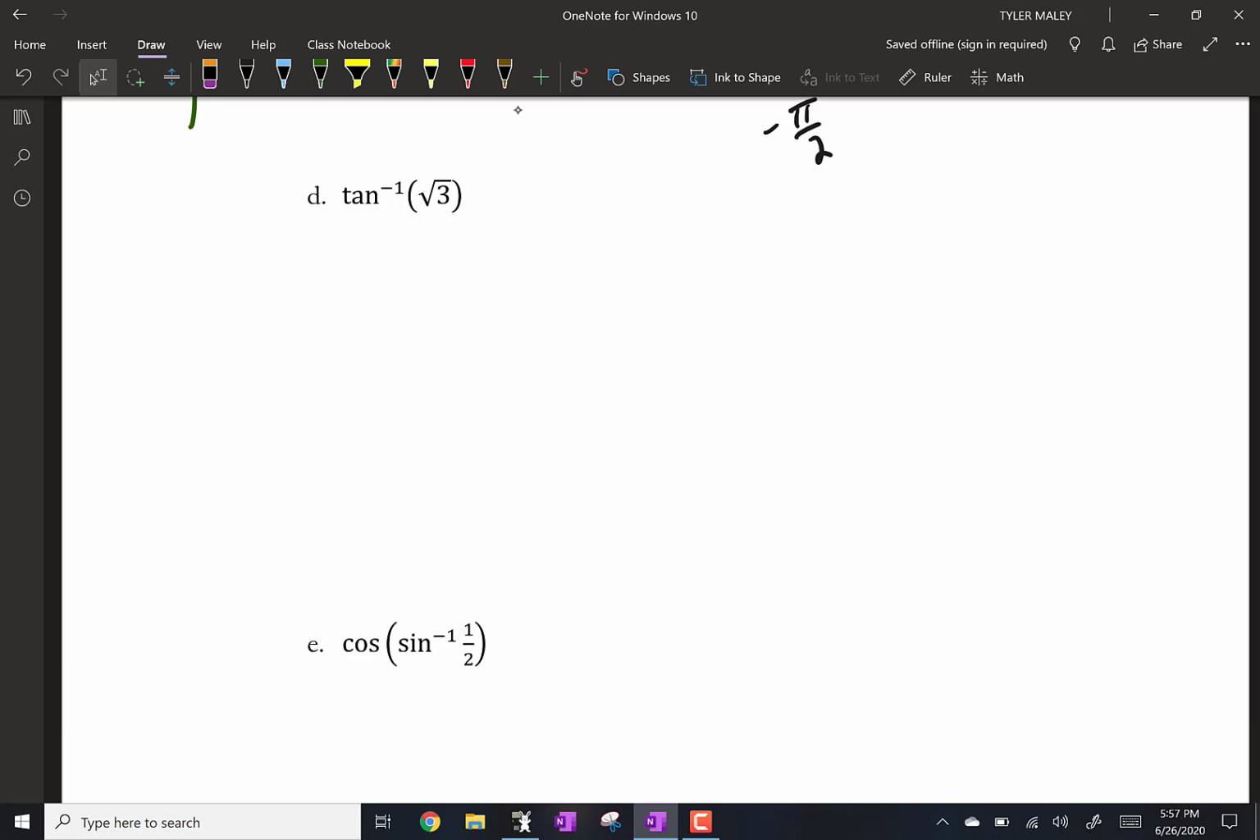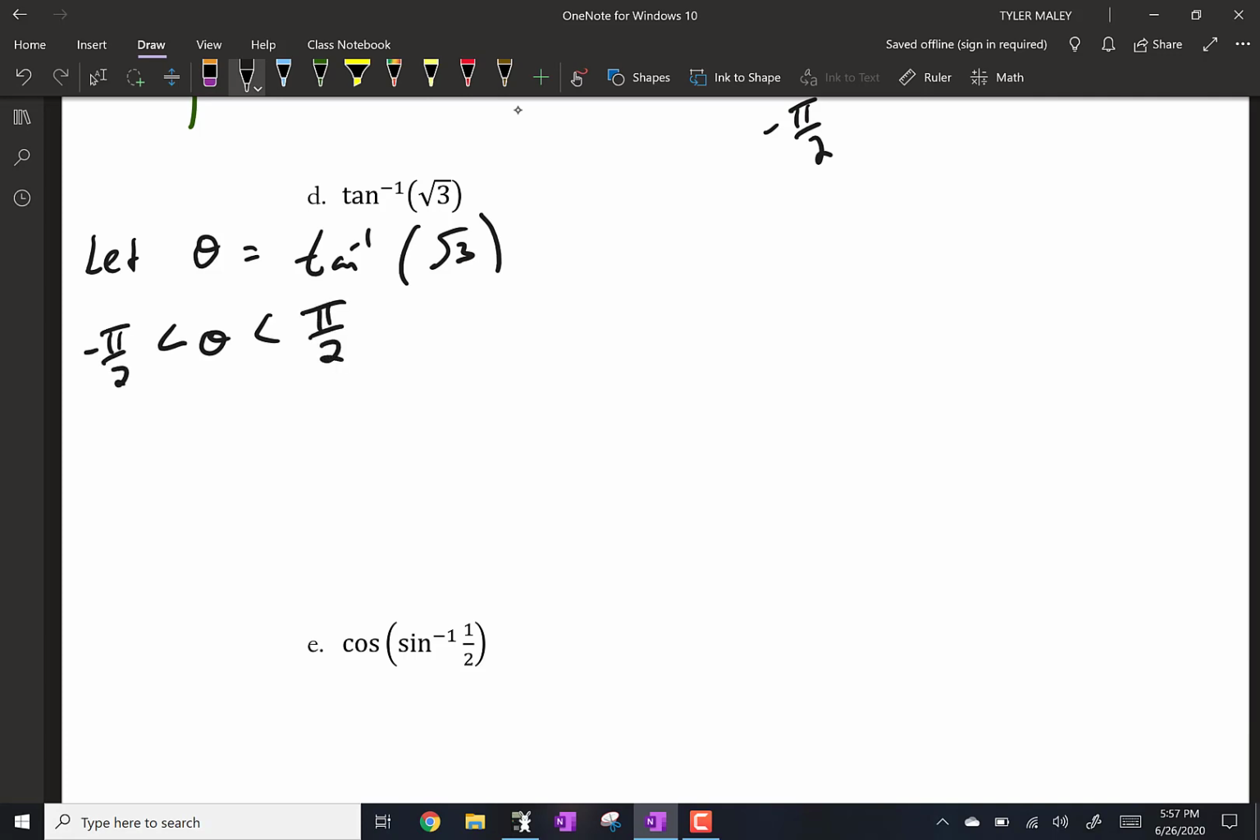All right. So the next one, we have inverse tan of square root of 3. So let theta equal inverse tan of radical 3. What we know is that we want theta to be in between negative π/2 and π/2, not including negative π/2 or π/2, because remember we limit the function.